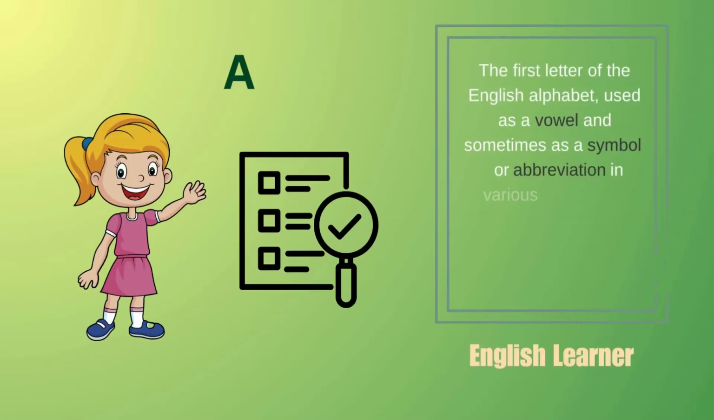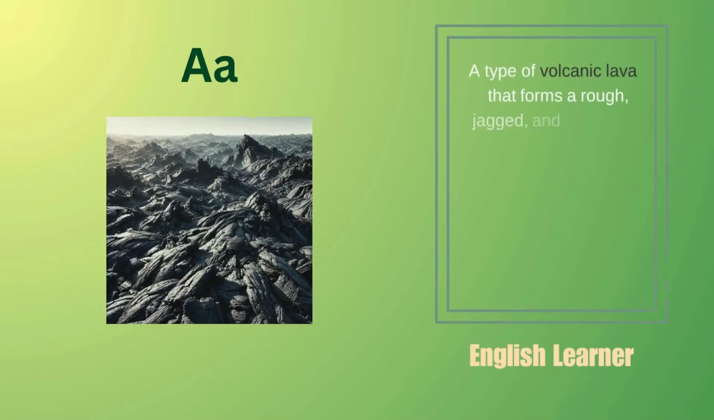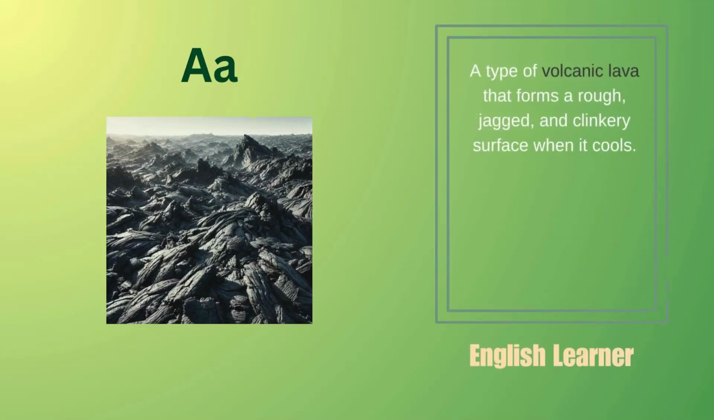A, the first letter of the English alphabet, used as a vowel and sometimes as a symbol or abbreviation in various contexts. Example: she got an A on her math test. AA, a type of volcanic lava that forms a rough, jagged, and clinkery surface when it cools. Example: the landscape was covered in AA, making it difficult to walk across.